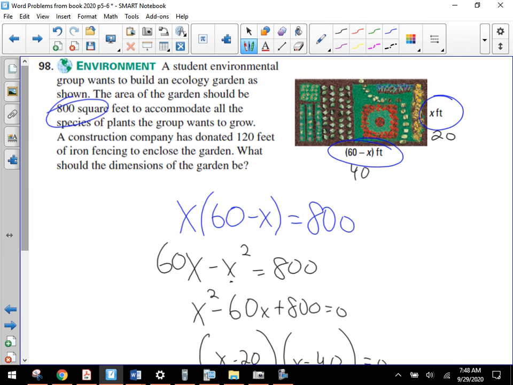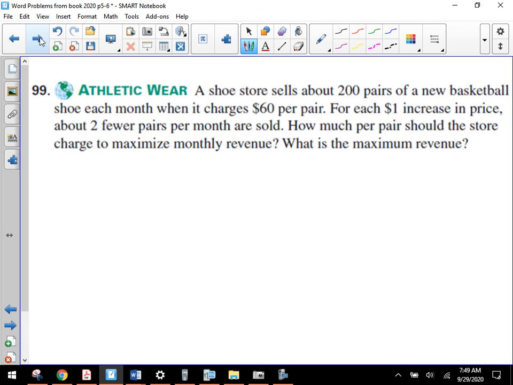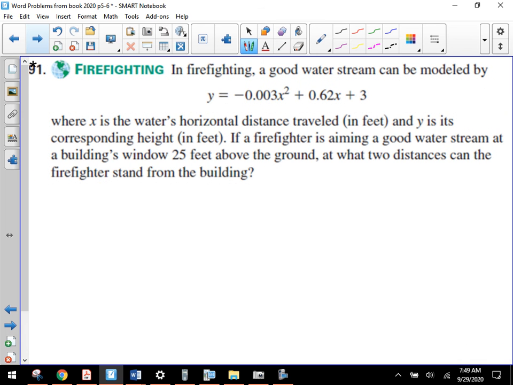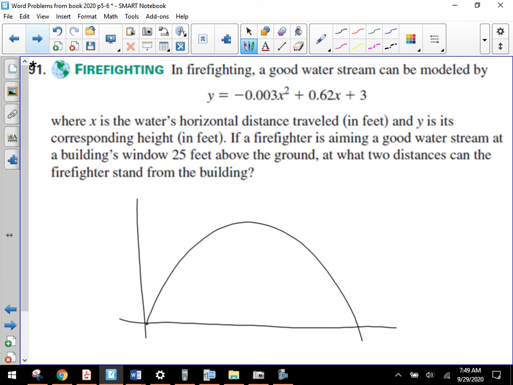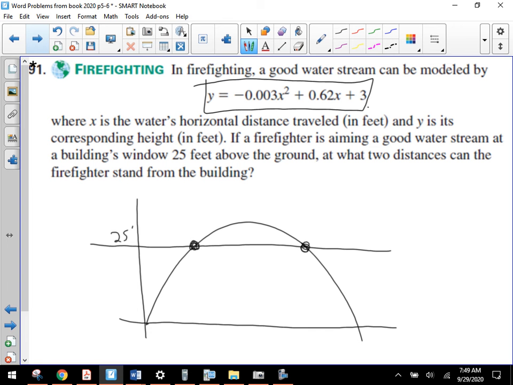Okay. And then while I'm using this one, since it's already up, let's look at the firefighter one. The firefighter one was question number 9 on the sheet here, or the page 9, I should say. So in this one, you've got the firefighting stream. So you're basically looking at a graph like this. You're standing on the ground, your fire hose goes up and down, and it wants to hit a window height that is at 25 feet. Okay. So you have to figure out what are the two distances that you can stand that the fire hose can get to. So basically what we have to do is just set this equation equal to 25.